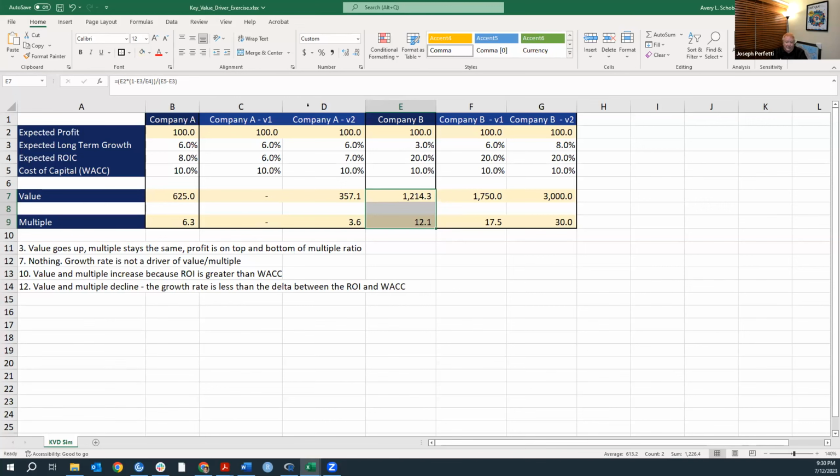Team 4, Carlos, Isaban, Mike, Stephen, Thomas, give me the next scenario. What happens when the ROIC goes below the WACC? What happened in that scenario? Isabon, can you share?